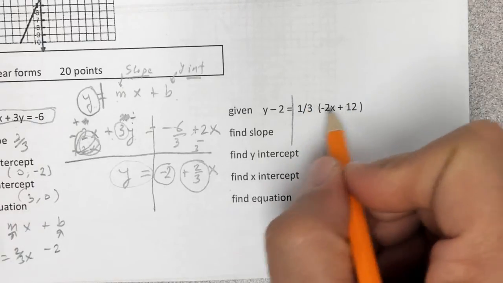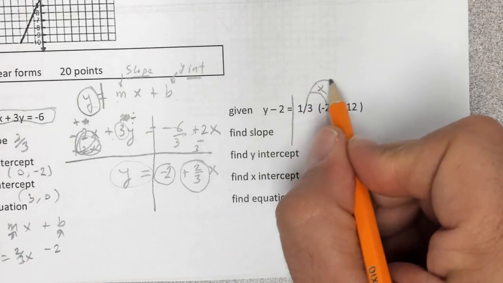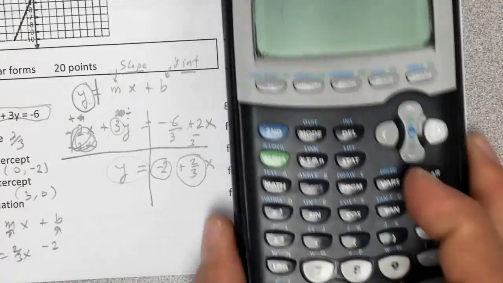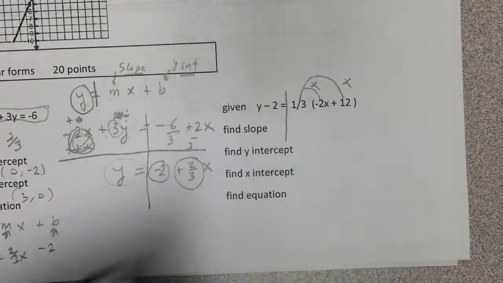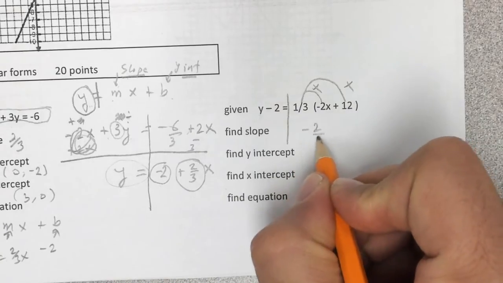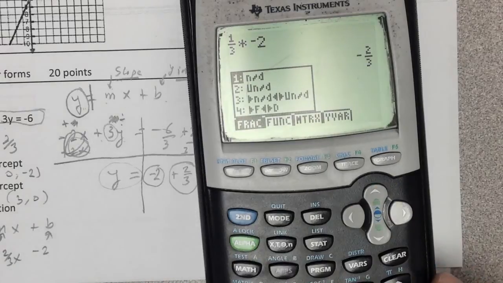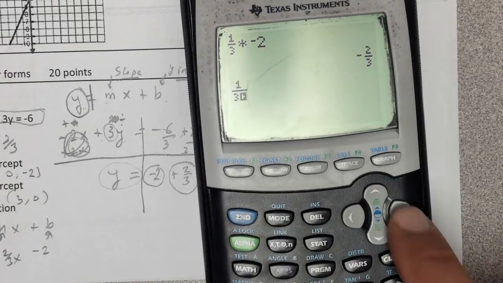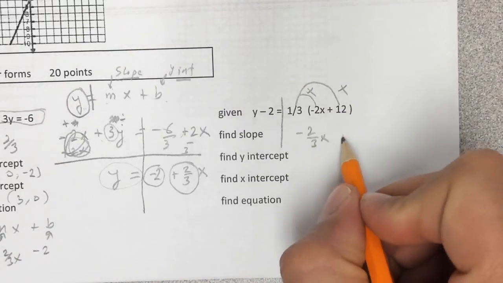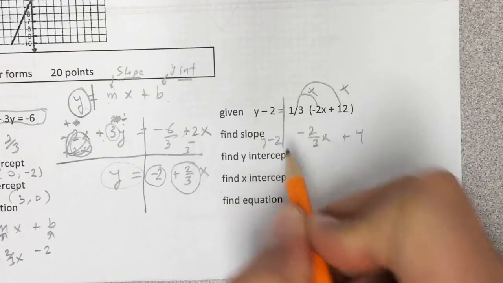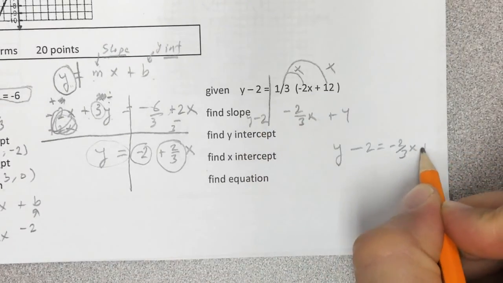And we see we have a parentheses. You always handle the parentheses first. I have 1/3 times negative 2 and 1/3 times 12. So we'll do them one at a time. 1/3 times negative 2 gives me negative 2/3. 1/3, alpha y equal to, enter, times 12 is 4. On this side, we have y minus 2. Let me rewrite it here so you can have more space.